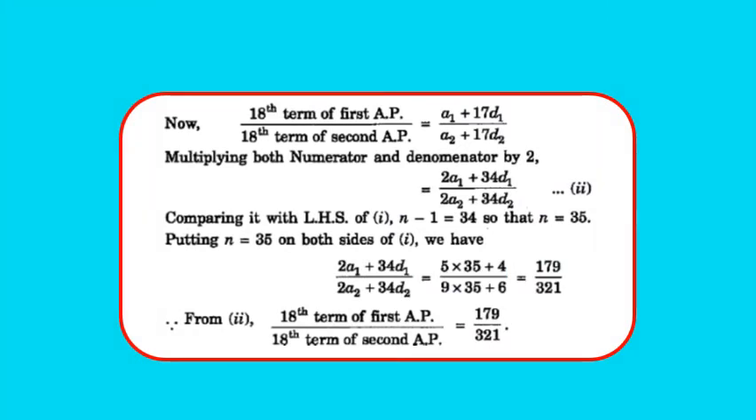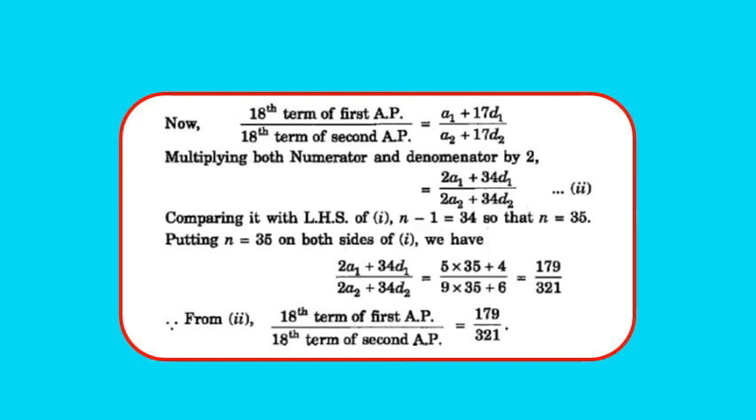So we have to find the ratio of 18th terms, that is 18th term of the first AP upon 18th term of the second AP. That will be equal to a1 plus 17 d1 upon a2 plus 17 d2. So multiplying both the numerator and denominator by 2, we get 2a1 plus 34 d1 upon 2a2 plus 34 d2. Now comparing it with the LHS of equation 1, we have n minus 1 equals to what? 34. So n equals to 35.